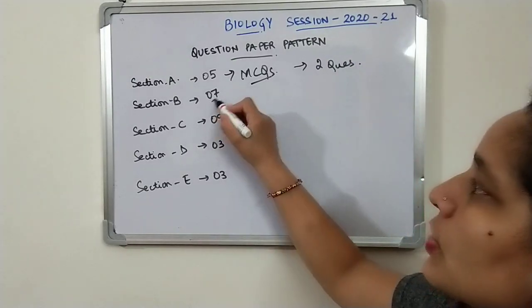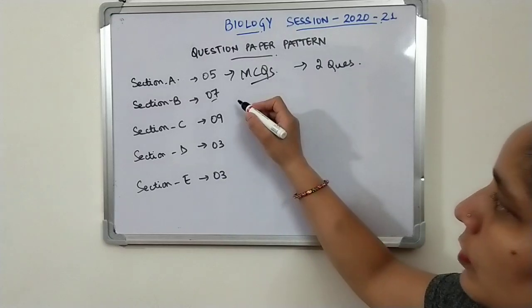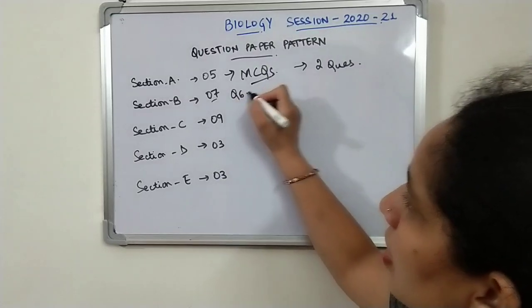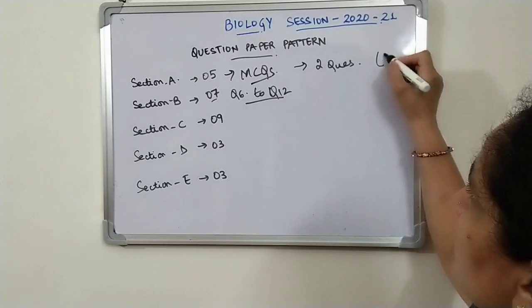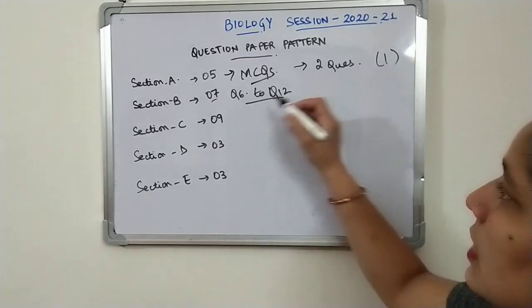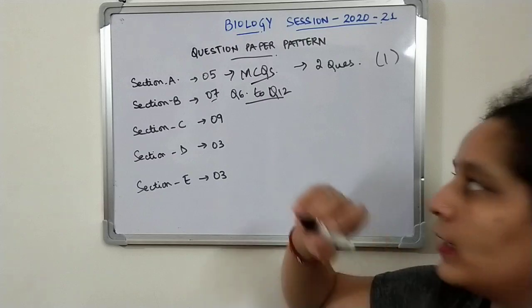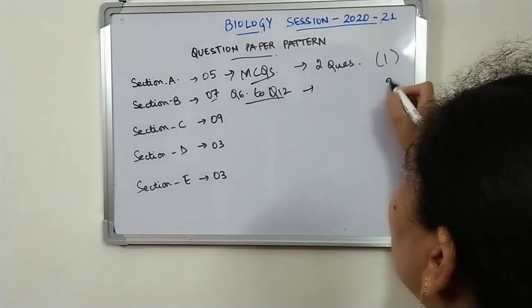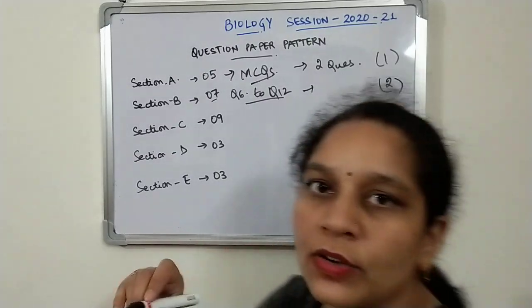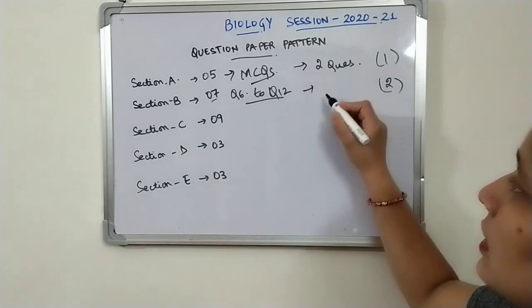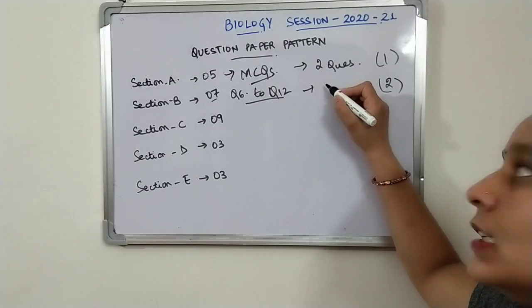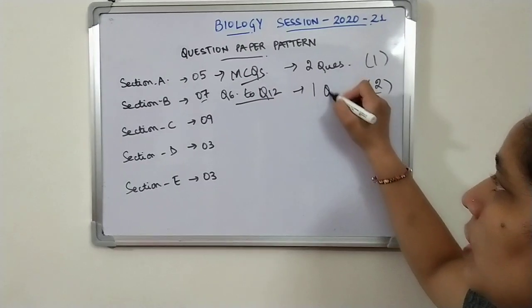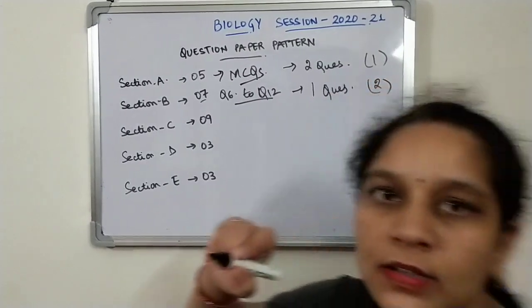Now, section B comprises question number 6 to question number 12, and these are of 2 marks each. There is no overall choice, there is an internal choice in one question. In one question you have an internal choice, right?